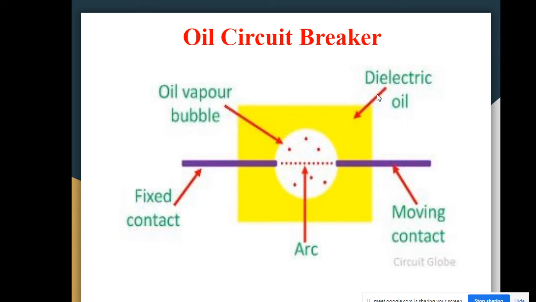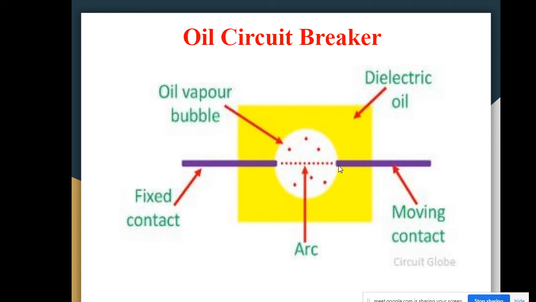So this is the oil circuit breaker, since we are using the oil as the medium between the contacts of the circuit breaker. All this yellow color represents the oil, dielectric oil, and this has high dielectric strength. The same oil is used in transformers also. This is the transformer oil. This oil has high dielectric strength, so we are using it as a medium for the contacts of the circuit breaker.